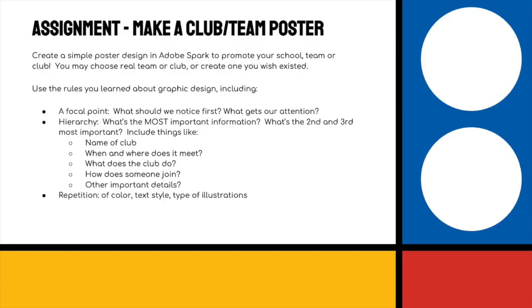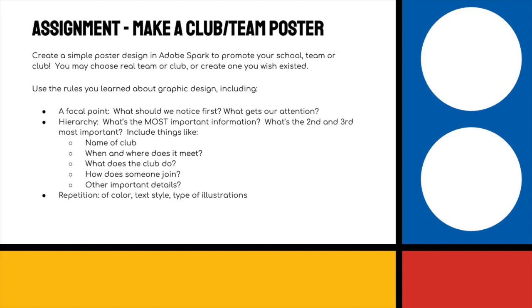Now that we've looked at some of the ways that graphic designers communicate ideas using text and images, you are going to be making your own poster. You're going to be advertising for a club or a team at your school. So your goal is to create a simple poster design in Adobe Spark to promote your school team or club. You can choose either a real team or club, or you can create one that you wish existed. You're going to use the rules you learned about graphic design, including having a focal point. So what should we notice first, and what's supposed to get our attention? The hierarchy. What's the most important information? What's the second and third most important?